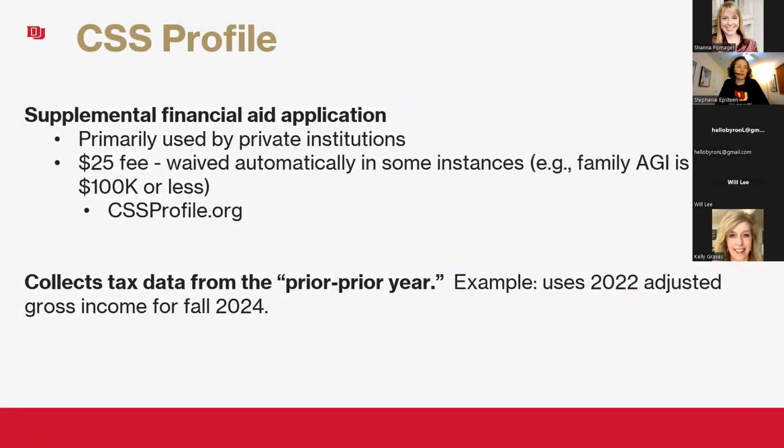Okay, so the CSS profile. This is an additional application. I call it a FAFSA 2.0. It uses all the same information as the FAFSA does, but it goes into a little more detail. So you may be looking at some other universities that don't require the CSS profile. University of Denver does, and it's usually private institutions that use this. So there is a $25 fee associated with this, but it's actually automatically waived if a family's AGI is less than $100,000. And that's cssprofile.org is where you go to complete it. So exactly like the FAFSA, it collects tax data from the prior year, so the 2022.